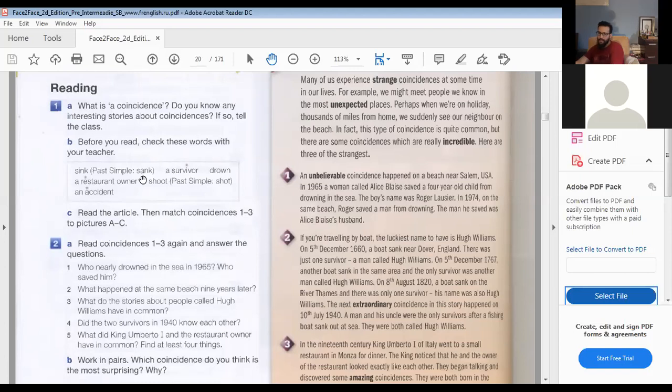Sink. In English, I didn't know, but sink, maybe it's when somebody is in the water and puts his head under the water. It means sink. Okay, good. You're close. But what about drown? Drown. Do you know drown?